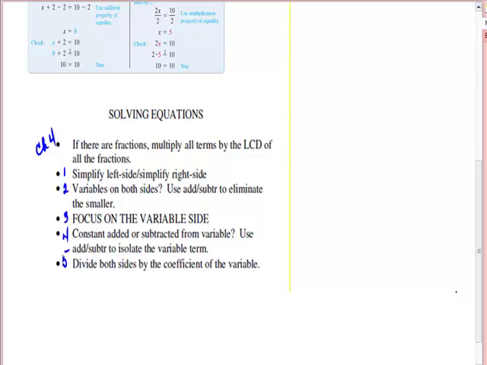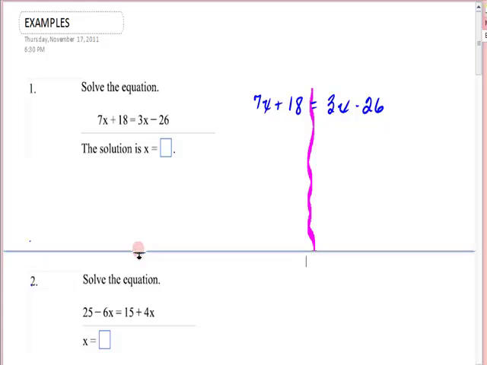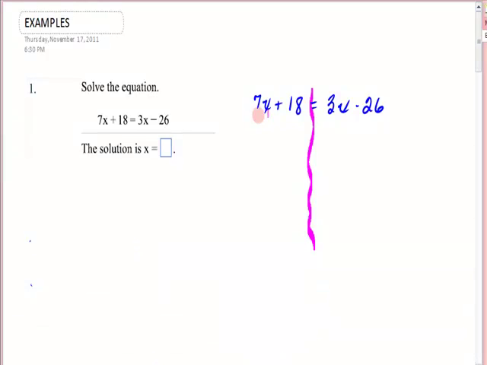All right, let's look at some problems. All right, the first one. I have 7x plus 18 is equal to 3x minus 26. Put in my barrier. All right. Can I simplify on the left? No. Can I simplify on the right? No. Do I have variables on both sides? Yes. I'm going to eliminate the one on the right by subtracting 3x from both sides. That'll give me 4x. Bring down the plus 18. Bring down the equal sign. And those are opposites. Bring down the minus 26. And make sure you don't overlook the negative sign.